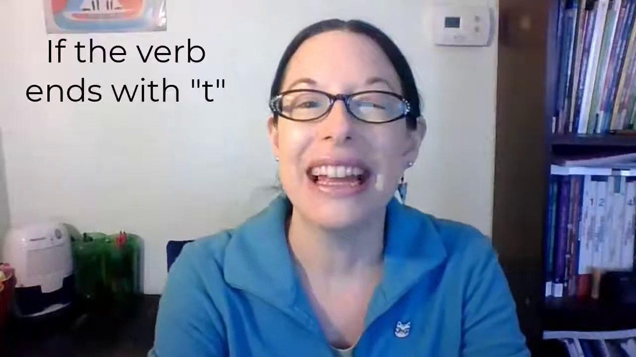So, if the verb ends with the letter T, like the verb want, or if it ends with the letter D, like the verb need, then you add id. And when you say it, you need to add another syllable. So you say wanted. So want, wanted. Need, needed.